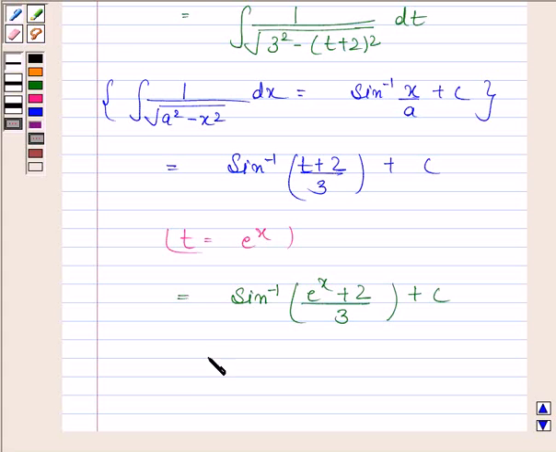Hence our required answer is sine inverse of e to the power x plus 2 divided by 3 plus c.